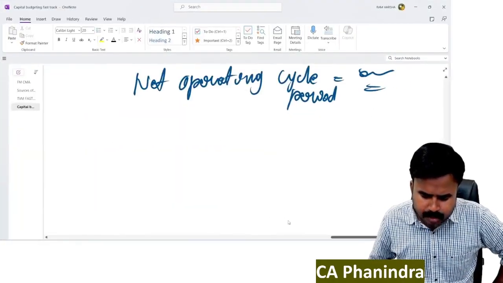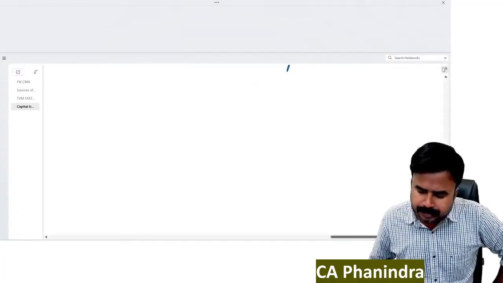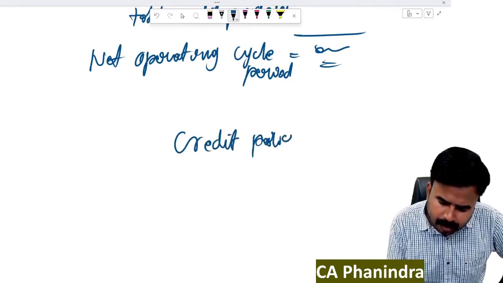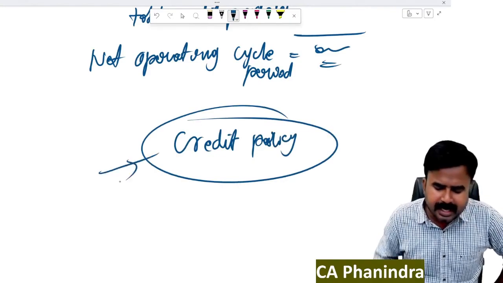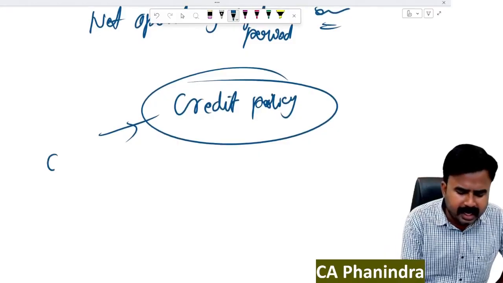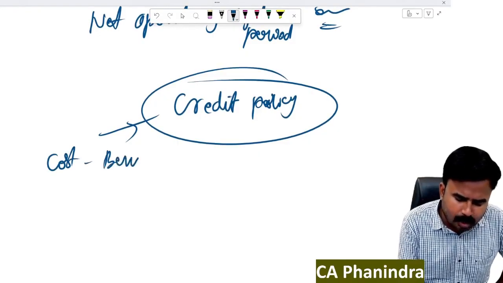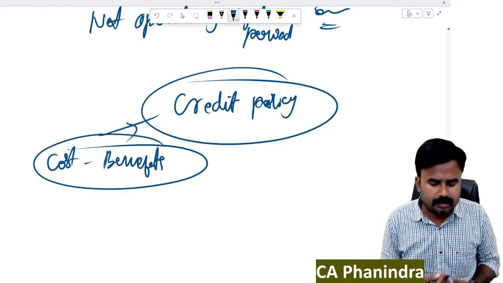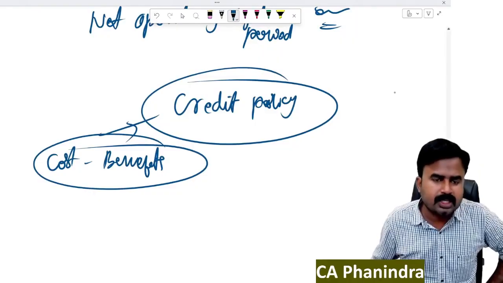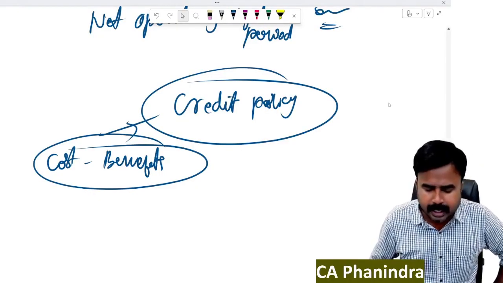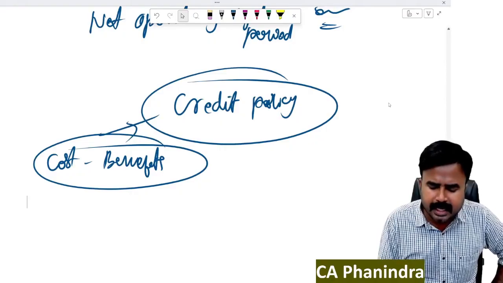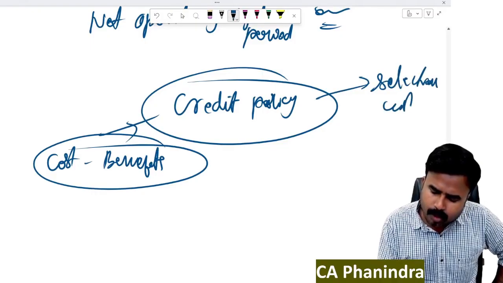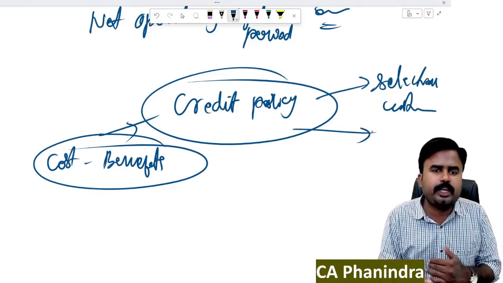So my dear students, while deciding this credit policy, we should analyze two important factors, costs and benefits associated with the credit policy. Because we are always concerned about the costs and benefits regarding our decision making. So while selecting this credit policy, we should select the best category of customers, and also we should decide the amount of credit to be sanctioned.